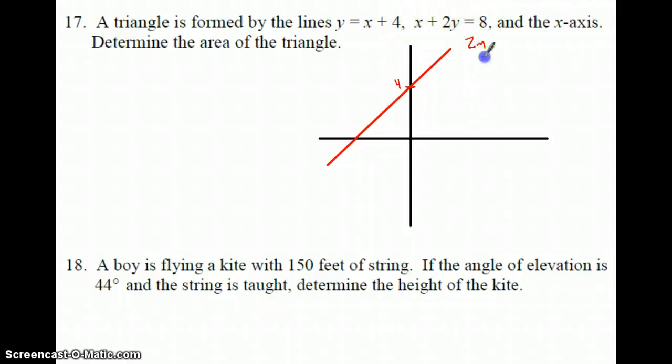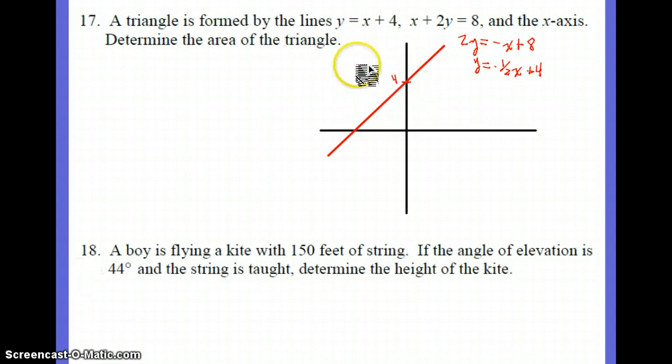The next one isn't in slope-intercept form. This is the same as 2y equals negative x plus 8. And that's the same as y equals negative half x plus 4. Good to know that. So the intercept's in the same place, but the slope is totally different. It's negative half, so it's going to go through there, but it's going to have a slope of more like that.